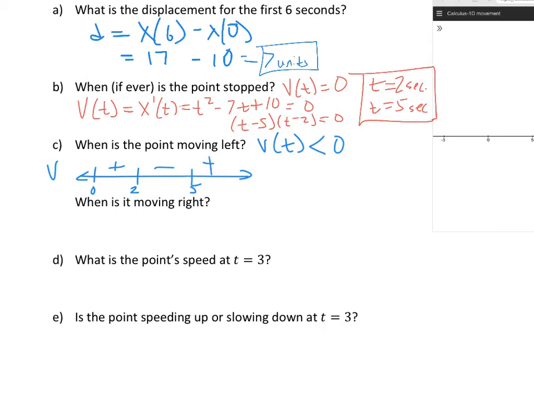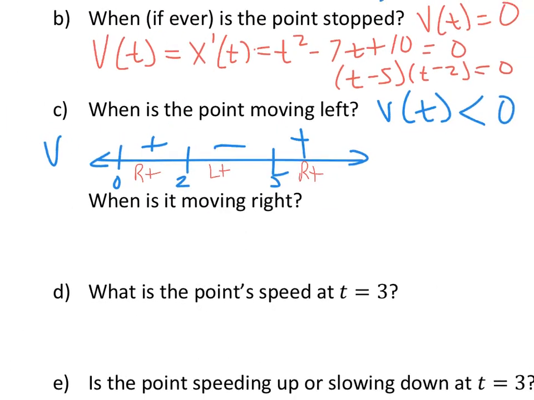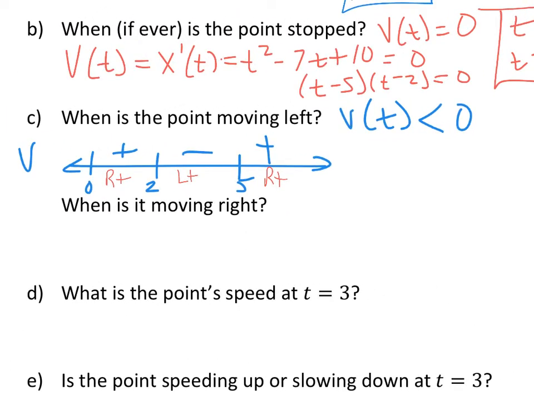So what does that mean for us? This is not necessarily curve sketching. This is direction. Since this is velocity, this means we're going right, left, and right. Positive is the right direction towards the positive numbers. Negative is the left direction towards the negative numbers. So when is it moving left? In this case, it's moving left on the interval 2 to 5, or we might say t is less than 5 and greater than 2.